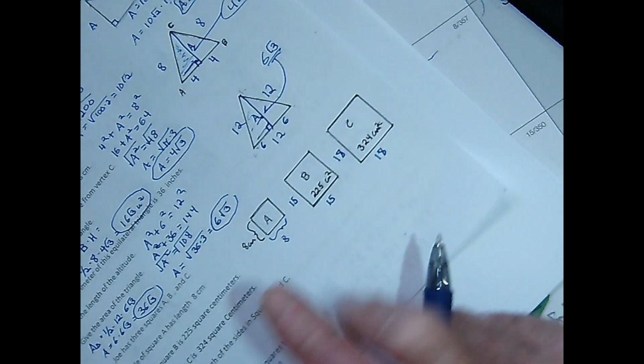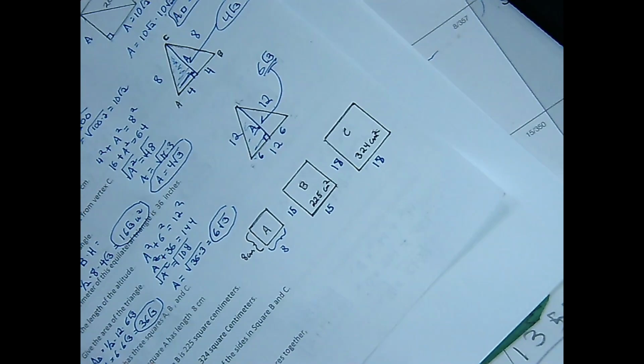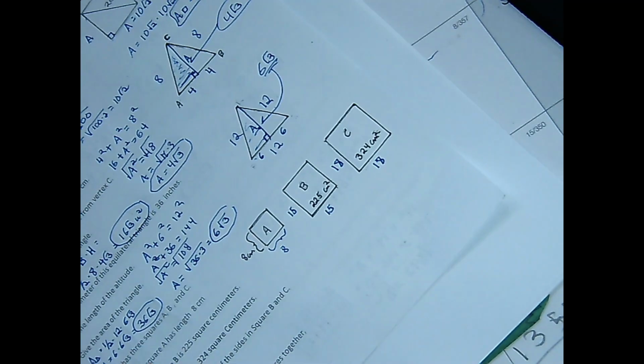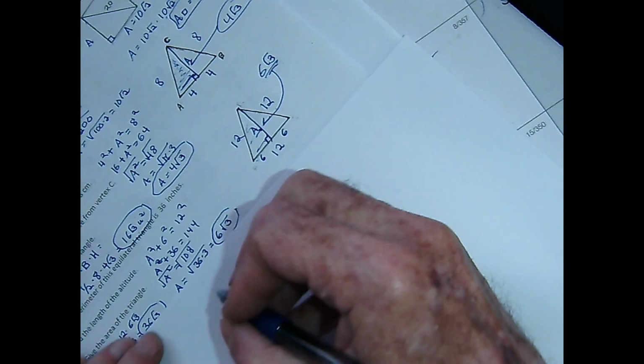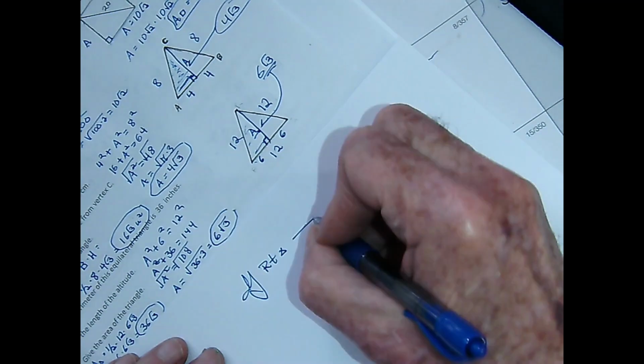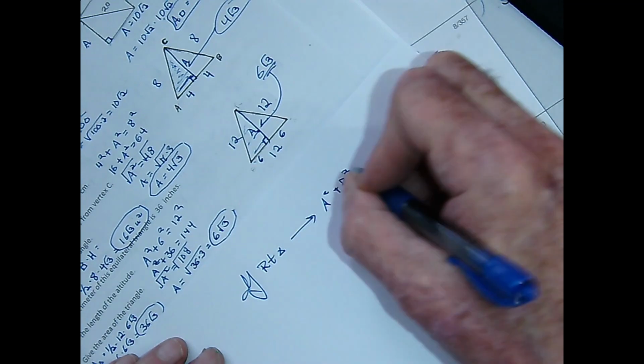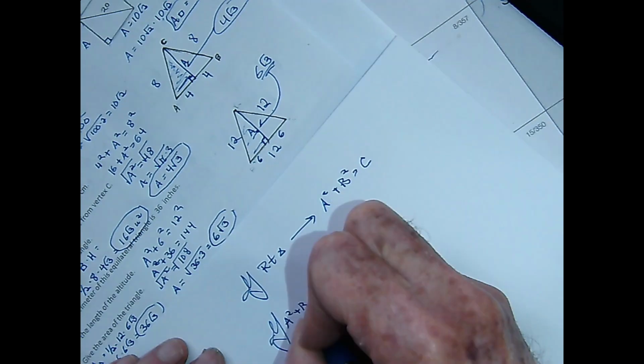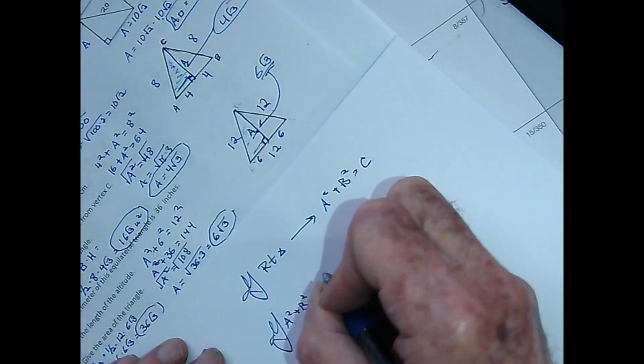If Joe joined the 3 squares together, would they make a right triangle? And what you have to catch here is the Pythagorean theorem is a biconditional. The Pythagorean theorem says if it's a right triangle, then a squared plus b squared equals c squared. But the converse is also true. If the sum of the squares of the lengths of the legs is equal to the square of the hypotenuse, then it's a right triangle.